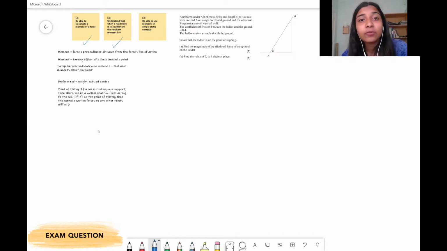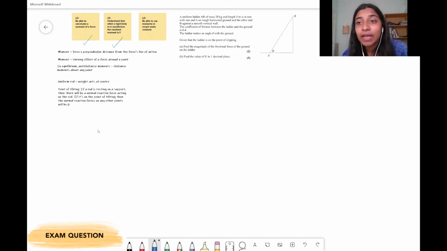So we have a uniform ladder AB of mass 20 kilograms and length 5 meters, at rest with one end A on rough horizontal ground and the other end B against a smooth vertical wall. The coefficient of friction between the ladder and the ground is 0.4. The ladder makes an angle theta with the ground. Given that the ladder is on the point of slipping, the first part is we want to find the magnitude of the frictional force of the ground on the ladder.